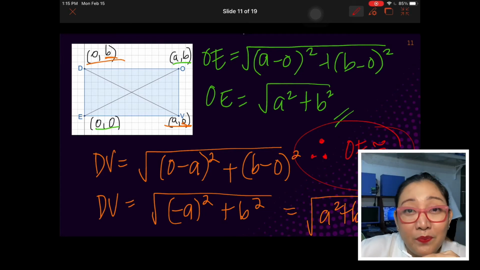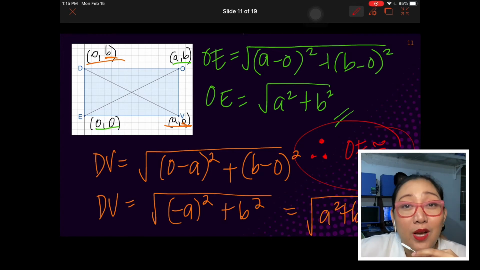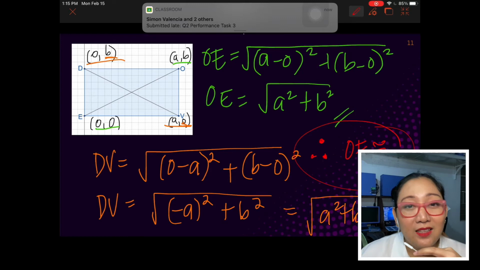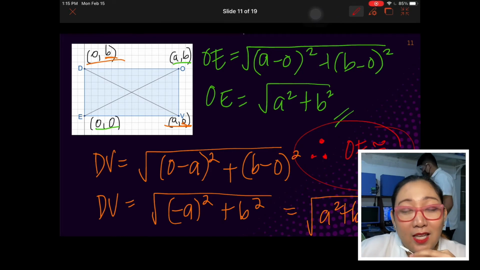So, ano yung gagawin niyo? Siyempre, unang-una, you have to check the sides. Kailangan yung opposite sides niyo ay congruent. After that, i-check niyo ngayon yung diagonals. If the diagonals are congruent, then you can safely say that that quadrilateral is indeed a rectangle.